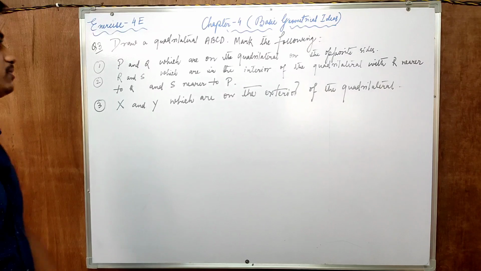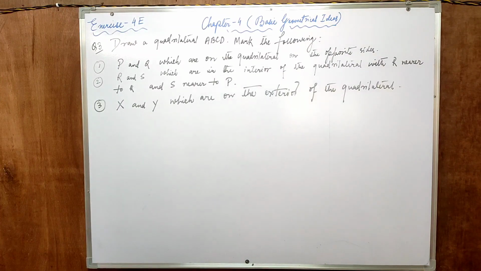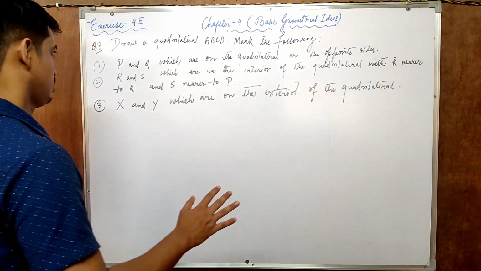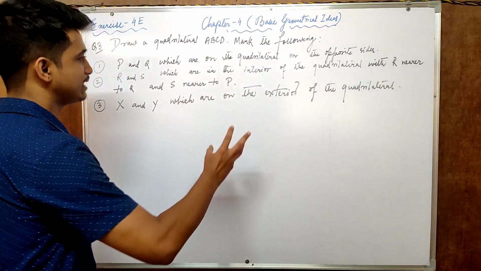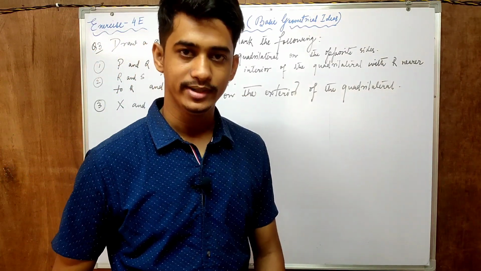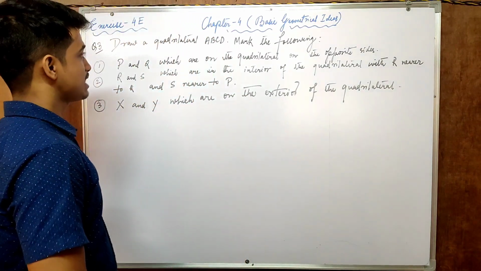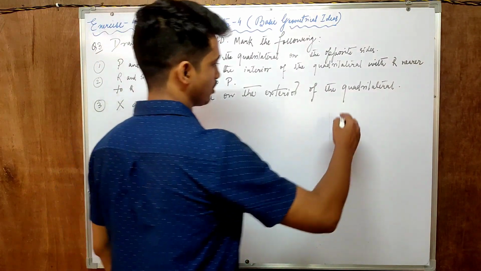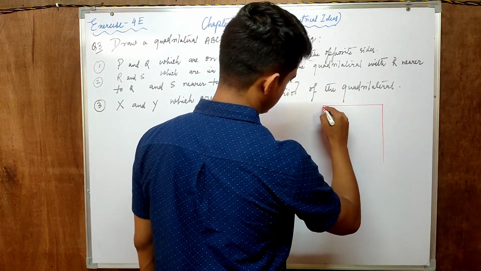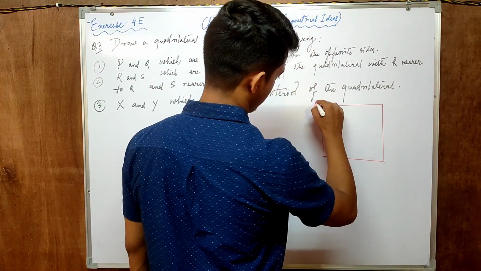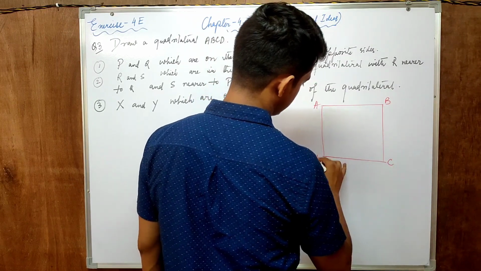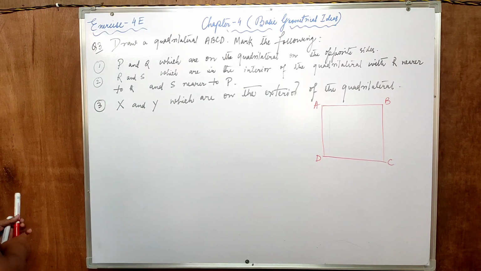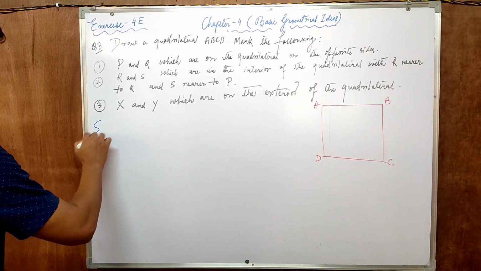Draw a quadrilateral ABCD. Mark the following: P and Q which are on the quadrilateral on the opposite sides. Before going into the details, let's quickly make one quadrilateral with sides AB, BC, CD and DA. So this is one quadrilateral ABCD. Done. After that, we are solving the first part.